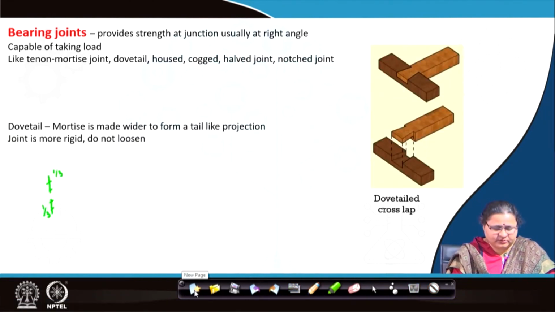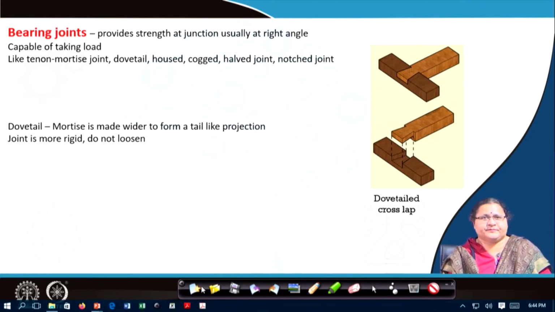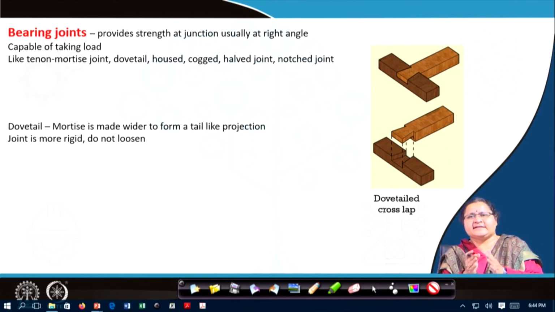Now, we see dovetail joint. Here you see, instead of the tenon, which was uniform or perpendicular or the edges were perpendicular, here you see the projection has fanned out. It has come out like this, splayed. Similarly, the receiving part has also got splayed to receive the tenon, the projection. So, this mortise is made wider to form a tail like projection, and hence it is called dovetail.